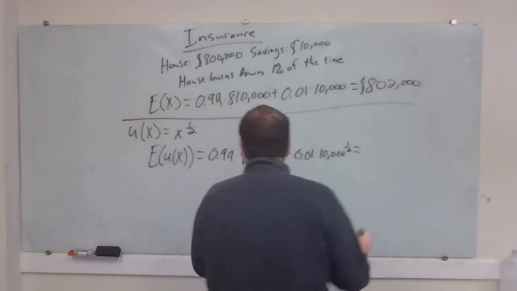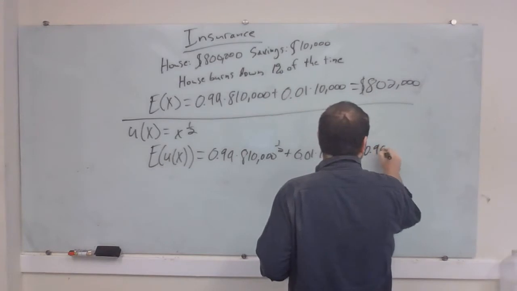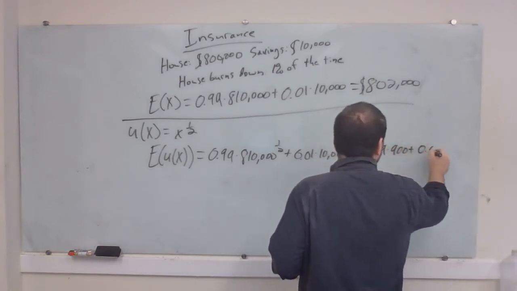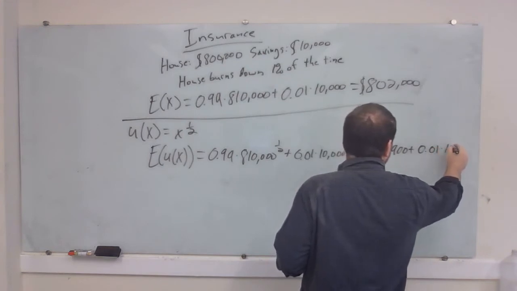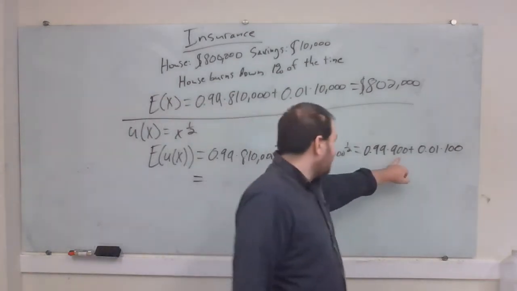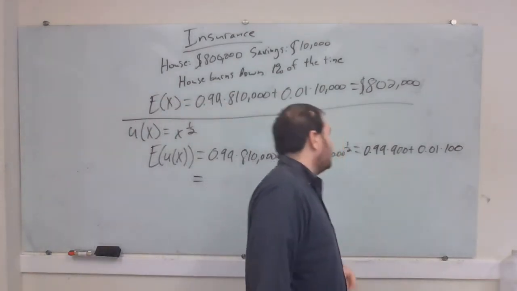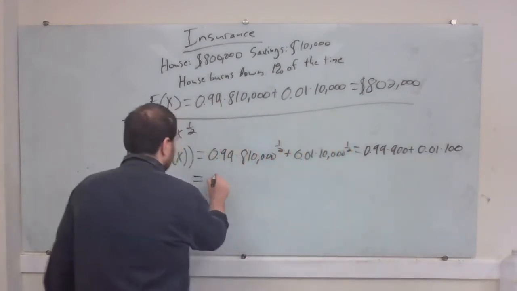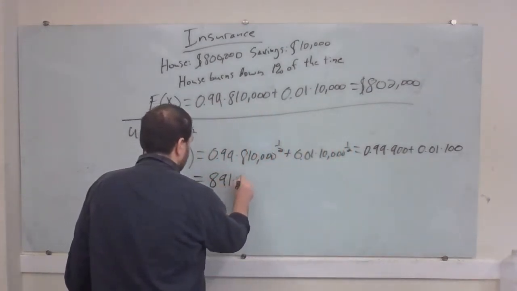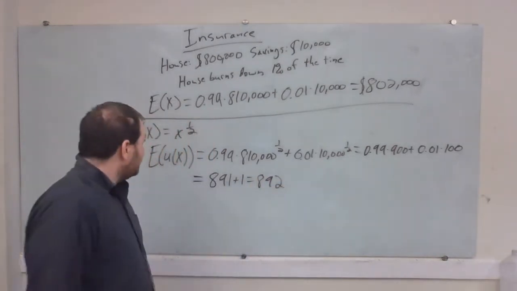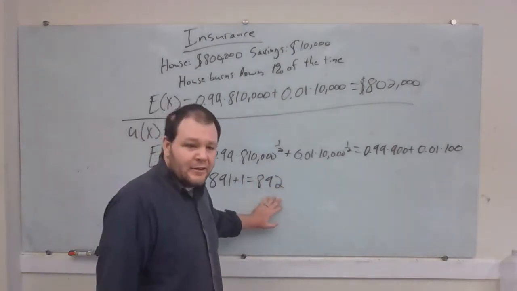I'm sorry, 0.99 times 900 plus 0.01 times 100, which is of course going to be, 1% of 900 is 9, so that's going to be 891 plus 1 equals 892. So your expected utility is going to be 892.